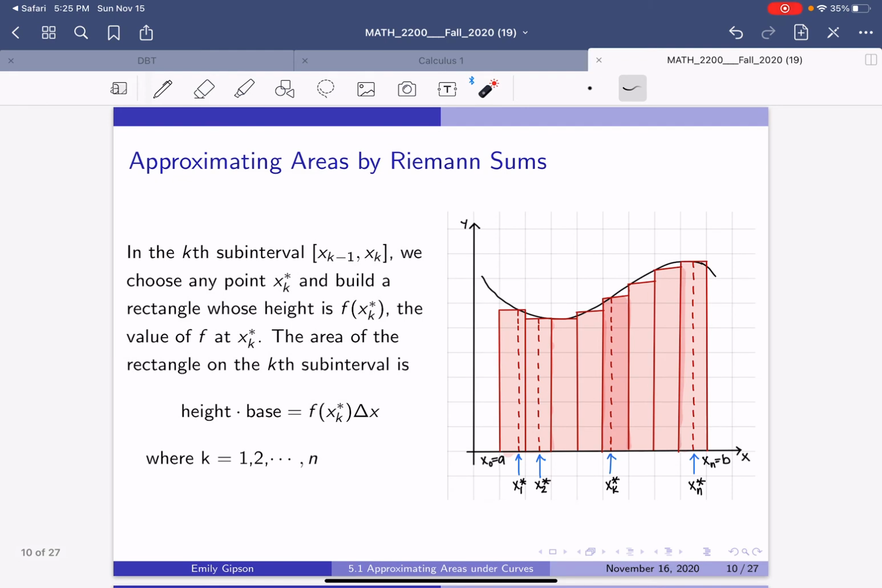Take the kth subinterval, so if we just pick a random one in the middle, x sub k minus 1 to x sub k, and we choose any point within this subinterval, xk star, and build a rectangle whose height is the function evaluated at xk star. The area of the rectangle on the kth subinterval is height times base, otherwise known as f evaluated at xk star, that gives us our height, times our width, which is delta x, where k equals 1, 2, all the way up to n. So that's how we do it in general, and then we just add all those pieces up.